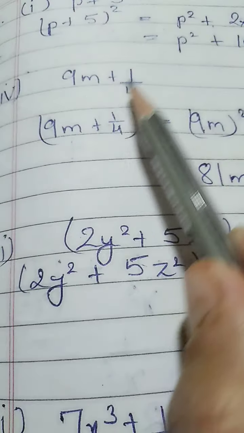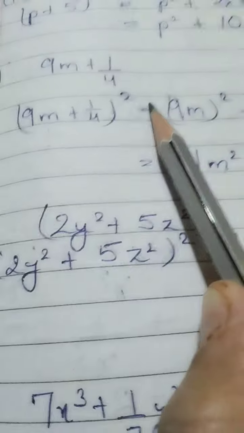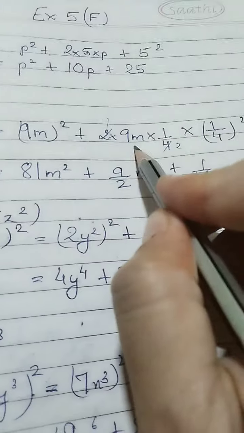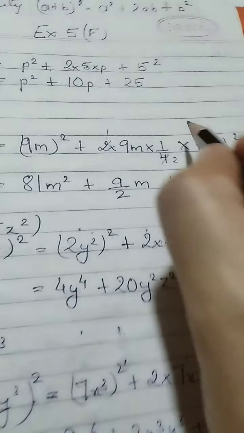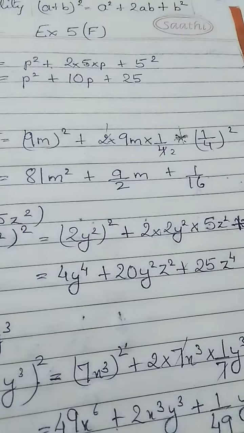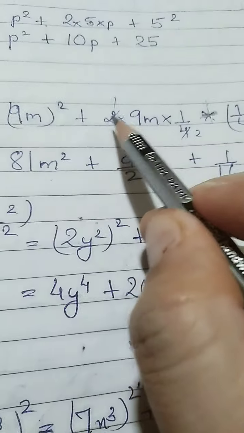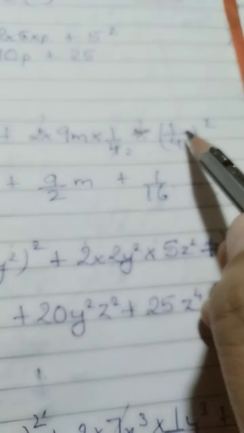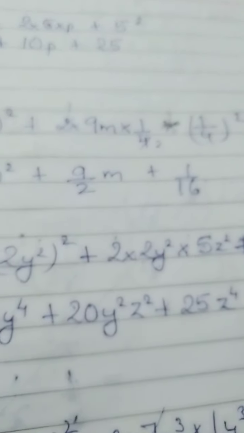Fourth one, (9m + 1/4) whole square. Again, here this 9m stands for a and this 1/4 stands for b. So a square plus 2 into a into b, 2 into 9m into 1/4, and here it is plus b square, plus (1/4) whole square. So 9 square is 81, m square is m square, and you will cancel here, 2 1s are 2 and 2 2s are 4. So 9/2 m, and here it is (1/4) whole square, that is 1/16.